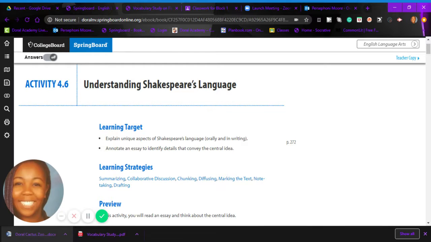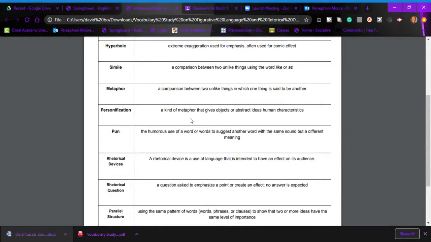Hi, guys. Because this week we're going to be studying Shakespeare's language and trying to understand basically what he was saying, I have created a vocabulary list for this week to identify some types of figurative language and rhetorical devices that Shakespeare would use in his plays. So, let's go ahead and get started on this list.